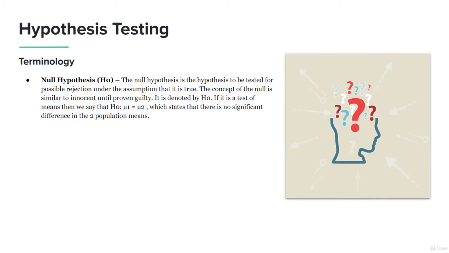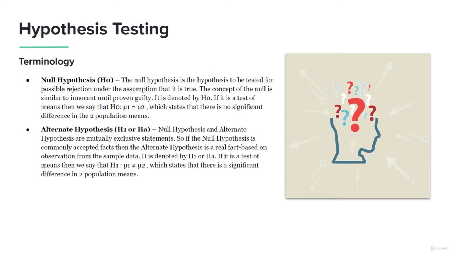So the null hypothesis, the H0, is the hypothesis that is to be tested for possible rejection under the assumption that it is true. The concept of the null is similar to innocent until proven guilty. And then the alternate hypothesis, which is the H1 or HA. The null hypothesis and the alternate hypothesis are mutually exclusive statements. So if the null hypothesis is commonly accepted facts, then the alternate hypothesis is a real fact based on observation from the sample data. It's denoted by H1 or HA.